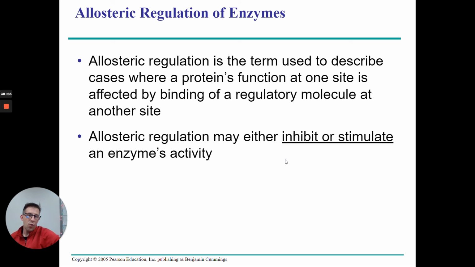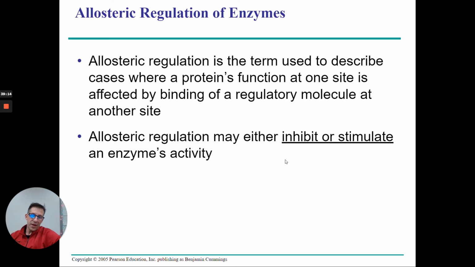There is also another way, a couple of other ways that we can regulate enzymes through something known as allosteric regulation. And that's a term used to describe cases where a protein's function at one site is affected by binding of certain molecules at a completely different site.